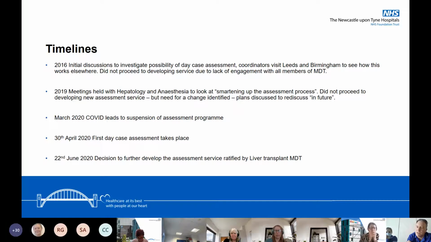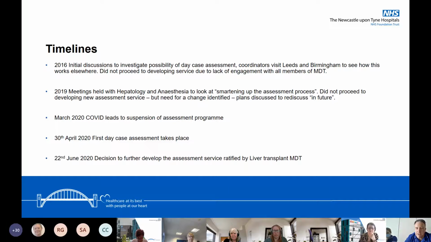But importantly, we identified the need to change and work out what we needed to change. And so we went away to look at those things in more detail with a plan to rediscuss that. So that was late 2019. And then March 2020, obviously, as we're all aware, the outpatient service stopped here at Freeman while COVID wreaked its havoc. So all of our transplant assessment, whether 3 days or 1 day, stopped at that point.